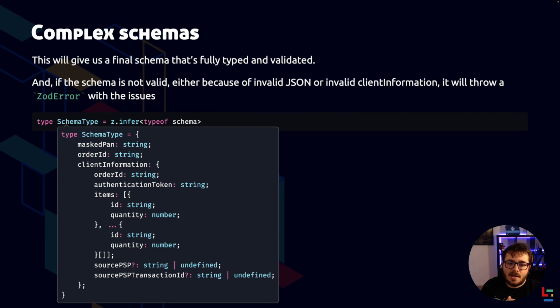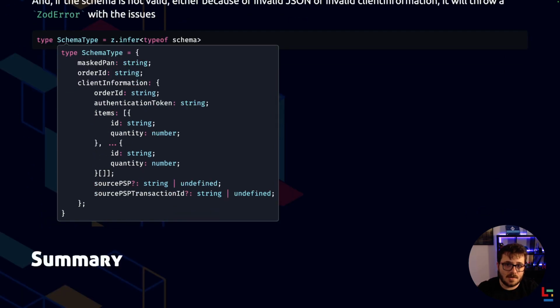So in the end, we're going to have a very complex schema that is completely typed and validated. If the schema is not valid, it's either because of invalid JSON or invalid client information. It's going to throw us a Zod error with all the issues that we need. So in the final schema type that we have, we're going to have all the root objects, like masked pen, order ID, authentication token, items, etc. But also we have inside our client information our validated object, and we can expect that this validated object will always be correct because we're always going to validate this, right?